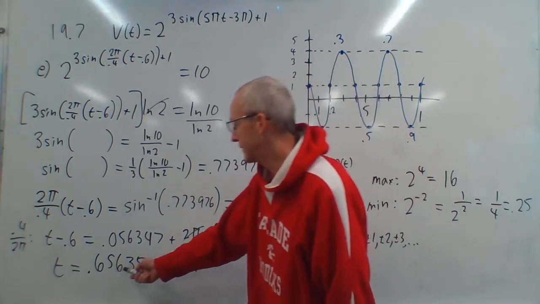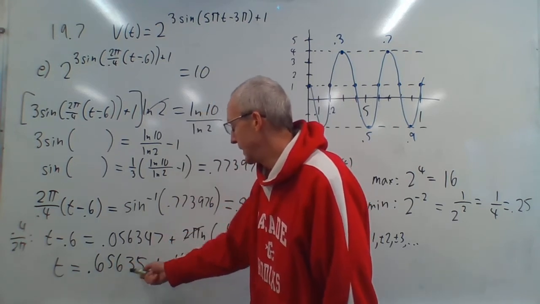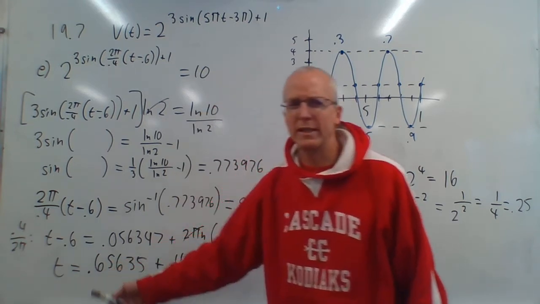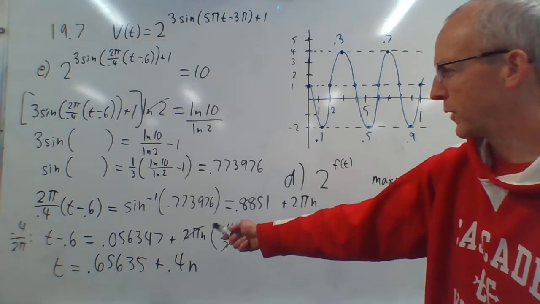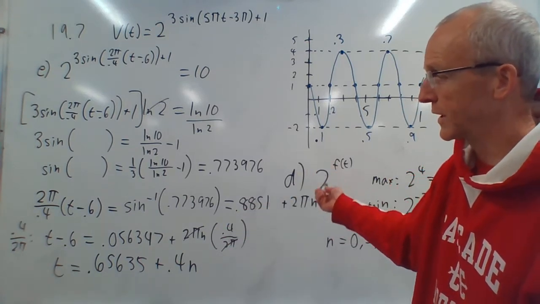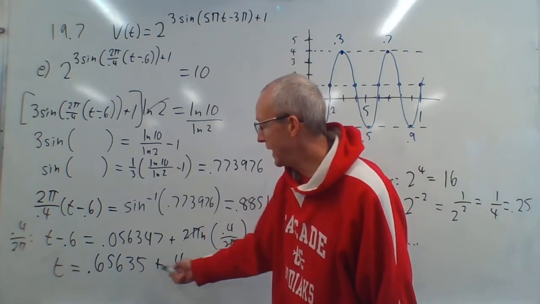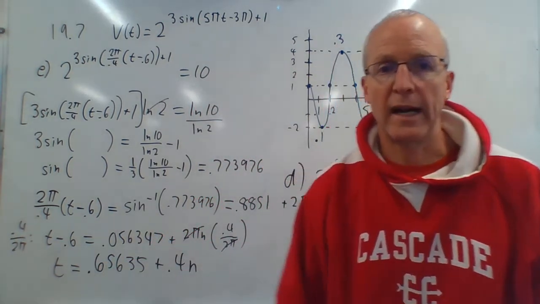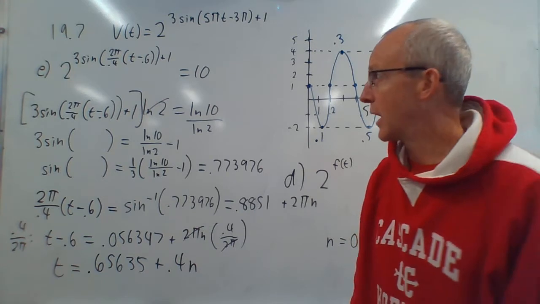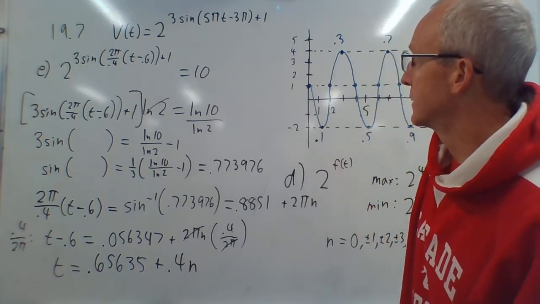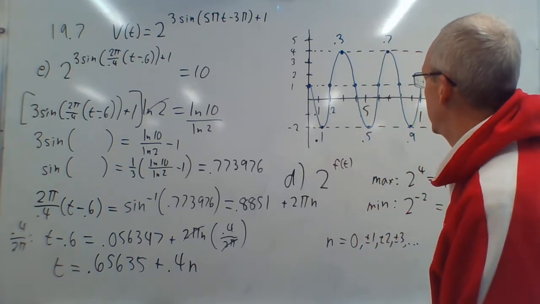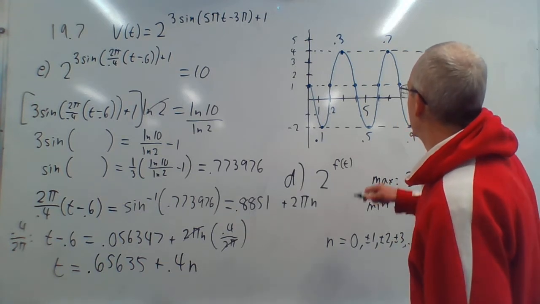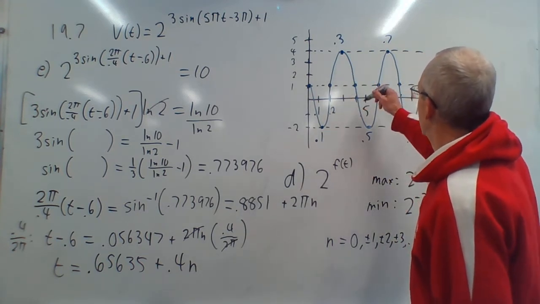All right, in the first second, we get that one. If we add 0.4, it's bigger than a second, right? It's 0.4 plus 0.65, it's over a second. But if we take away 0.4, it still works, and it's 0.26536 seconds. So there are 2 times in the first second that it's equal to 10.